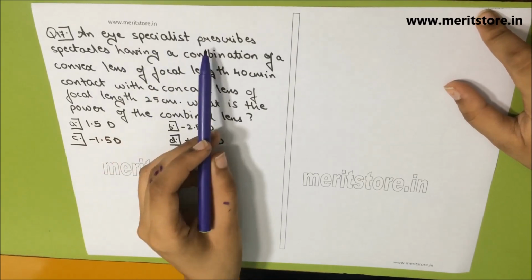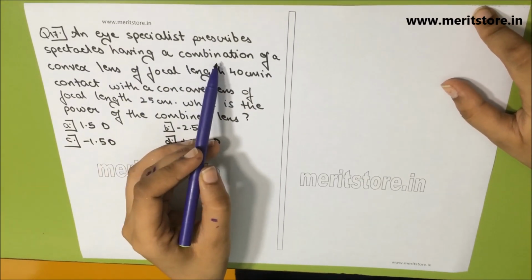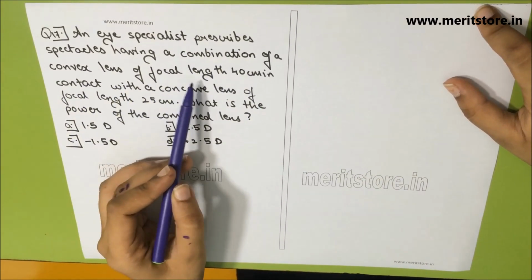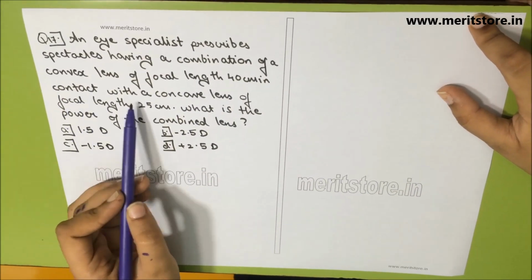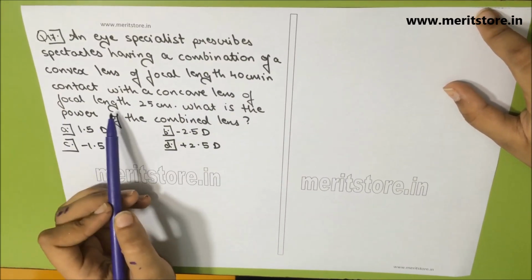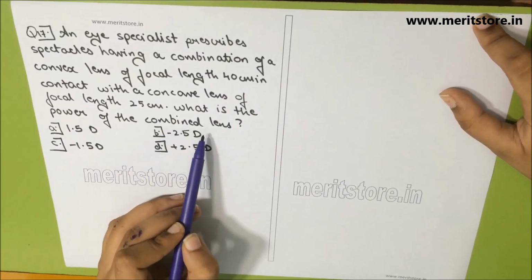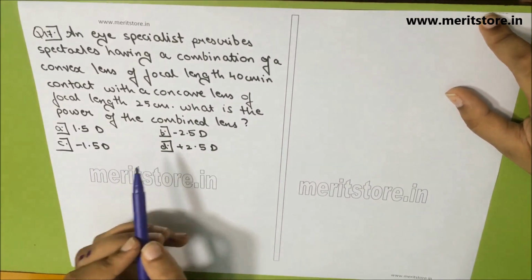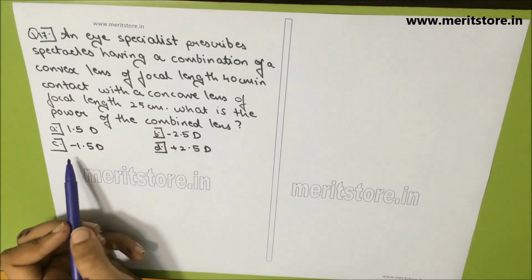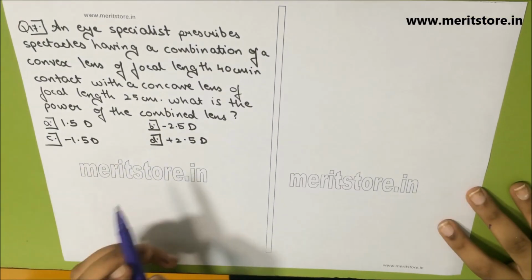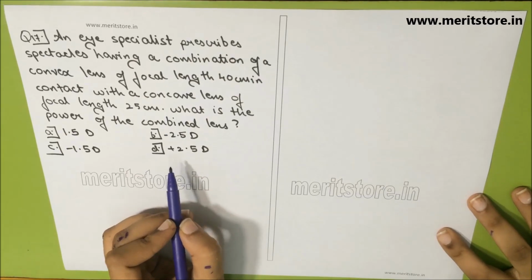Question 17. An eye specialist prescribes spectacles having a combination of a convex lens of focal length 40 centimeters in contact with a concave lens of focal length 25 centimeters. What is the power of the combined lens? A. 1.5D, B. minus 2.5D, C. minus 1.5D, D. plus 2.5D.